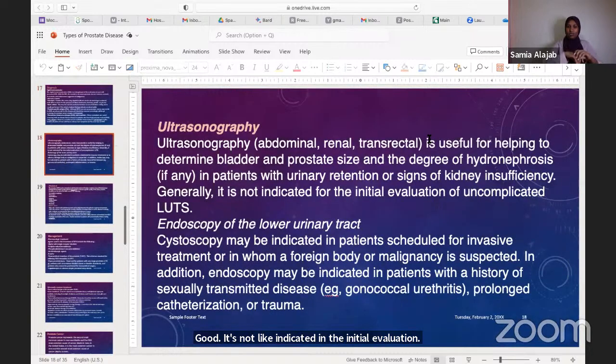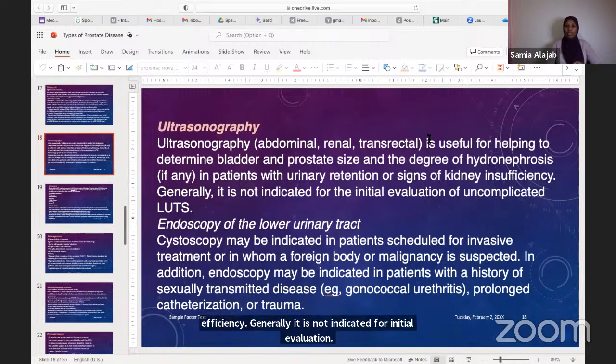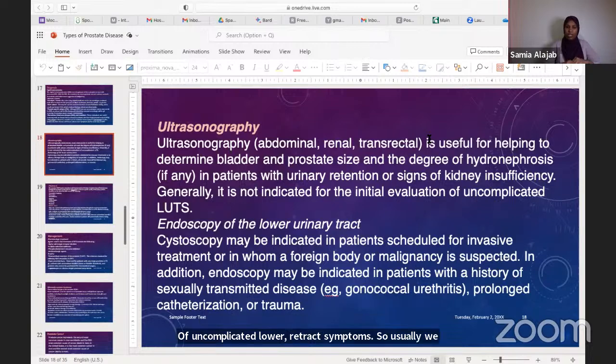Okay, ultrasound could also be done: abdominal, renal, transrectal. It is useful in helping determine the bladder and prostate size, and the degree of hydronephrosis in patients with urinary retention or signs of kidney insufficiency. Generally, it is not indicated for initial evaluation of uncomplicated lower urinary tract symptoms. So usually we don't send people for ultrasound.